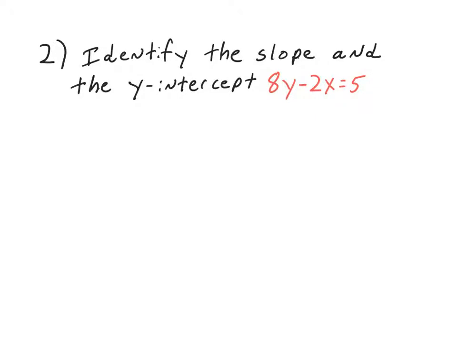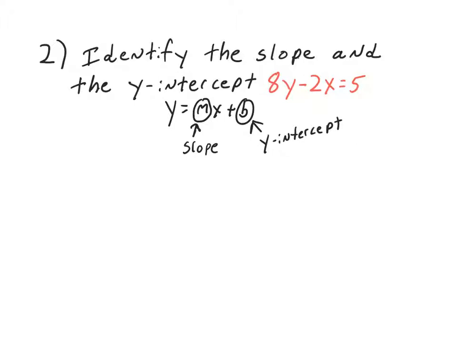On number 2, it's asking us to identify the slope and the y-intercept of 8y minus 2x equals 5. So we want it to be in slope-intercept form, which is y equals mx plus b, where m is the slope and b is the y-intercept. Okay, so to get that in the correct format, we have to get the y by itself. So I'm going to start by adding 2x to both sides. I'll get 8y equals 2x plus 5, and then divide by 8.